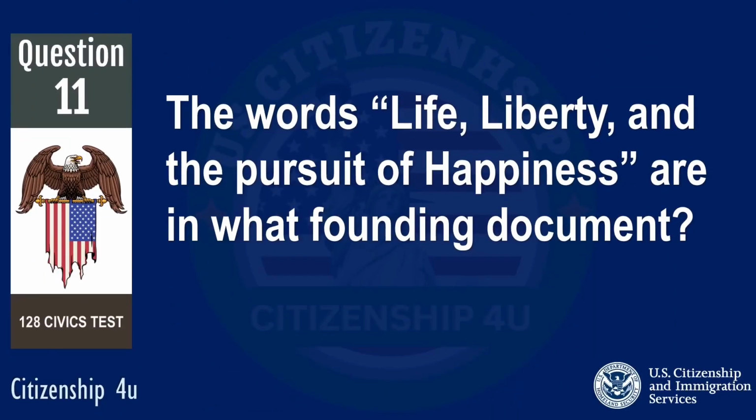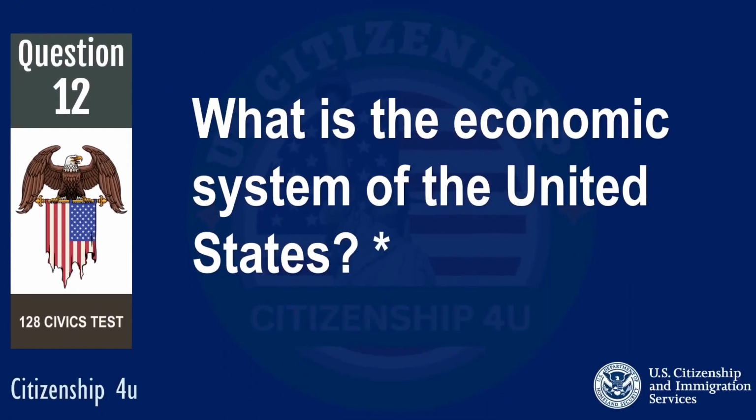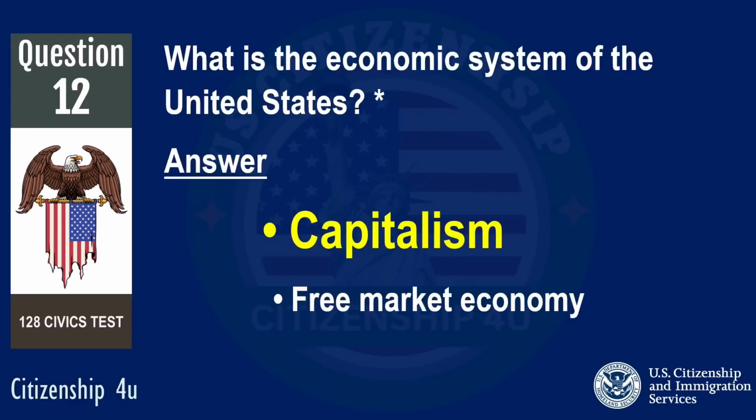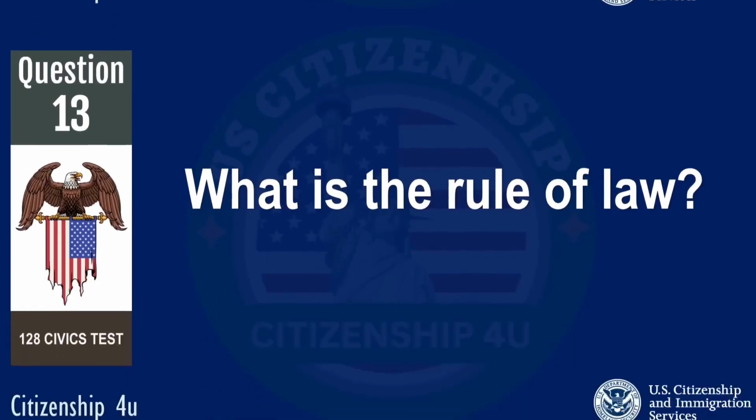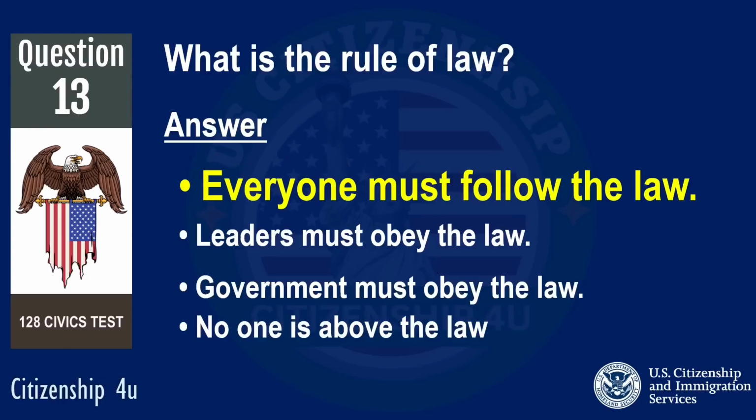The words life, liberty, and the pursuit of happiness are in what founding document? Declaration of Independence. What is the economic system of the United States? Capitalism. What is the rule of law? Everyone must follow the law.